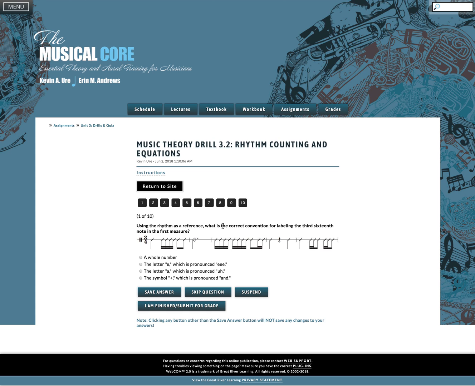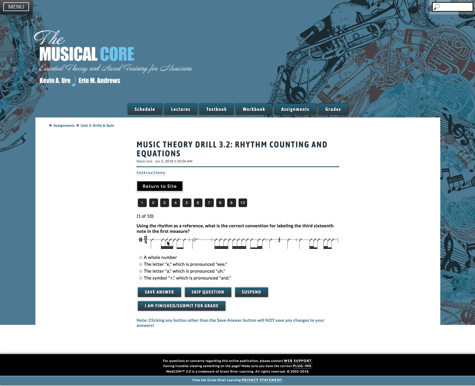So here, it's asking you to label the third 16th note in the first measure. So what I do is I find the third 16th note. 1, 2, 3. What I was actually explaining a few minutes earlier is actually another drill. So the third 16th note, right here. I know that we count 16th notes as 1 E and a, 2 E and a, 3 E and a. Remember, 16th notes have to use the letter E and a.